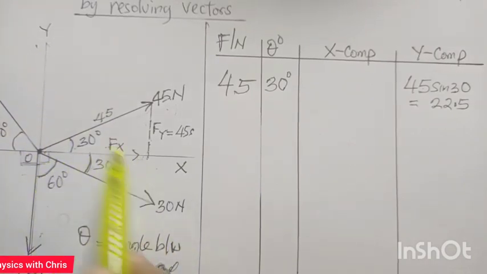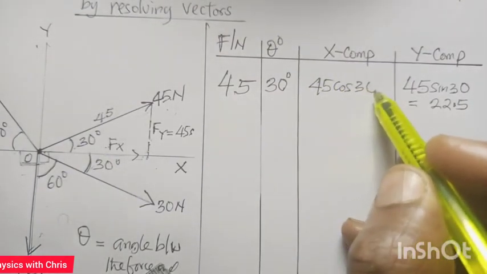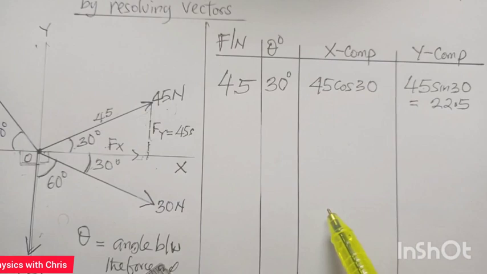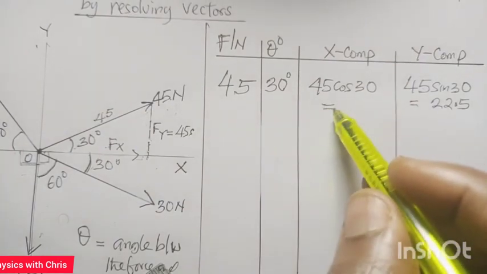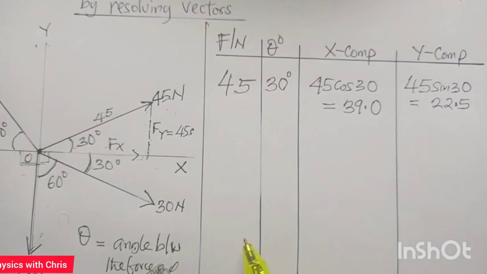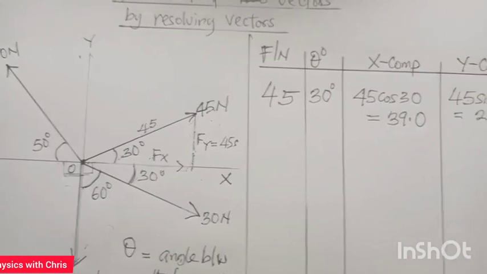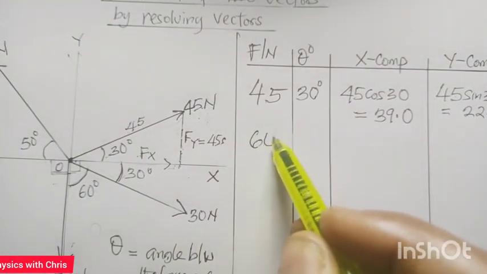So this is adjacent over hypotenuse, that's the cosine component. That gives me 45 cos 30, and 45 cos 30 is approximately 39.0. Okay, I'll move to the next vector. Let's go back to the diagram. The next vector is 60 Newton. I write 60 Newton as the force.